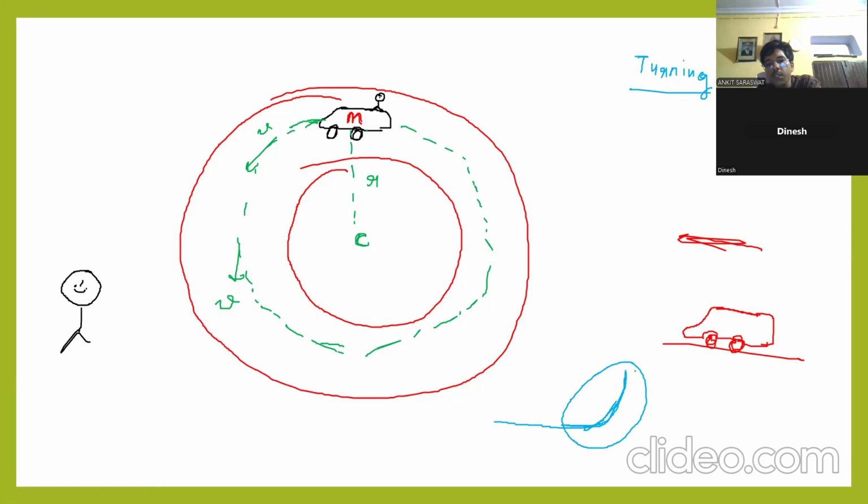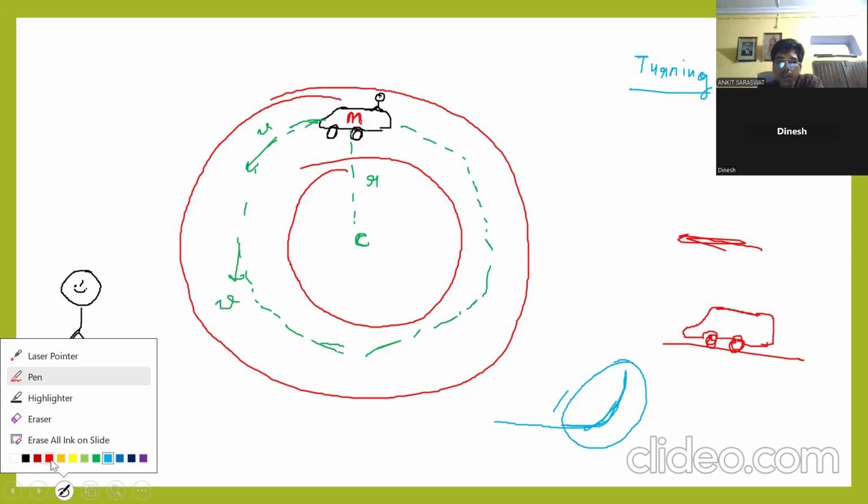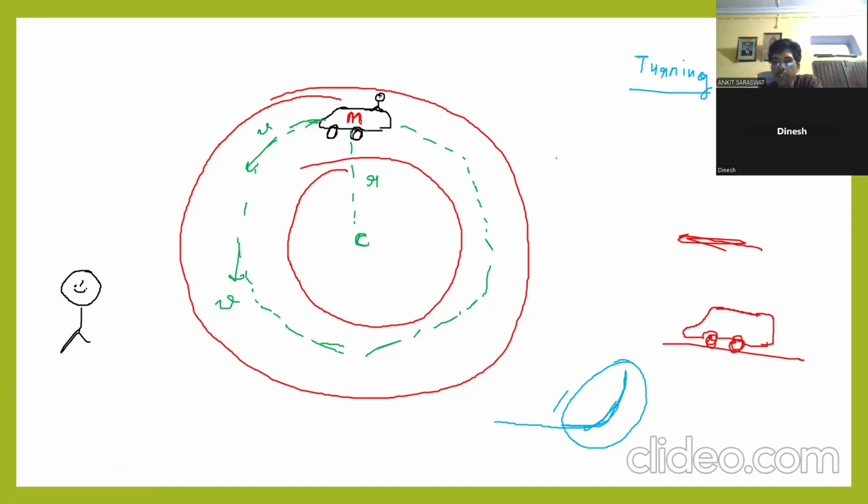Here everything we are going to learn is about turning of a car on a circular track, or turning of a car on a curve. It may be a complete circle, it may be a little bit of a curve. So my main objective is to help you understand how the car is moving on a circular track. That is my main point of discussion.